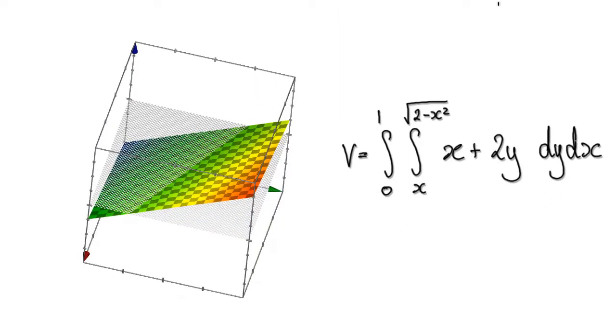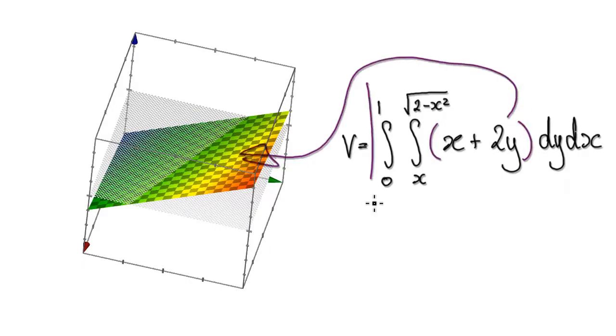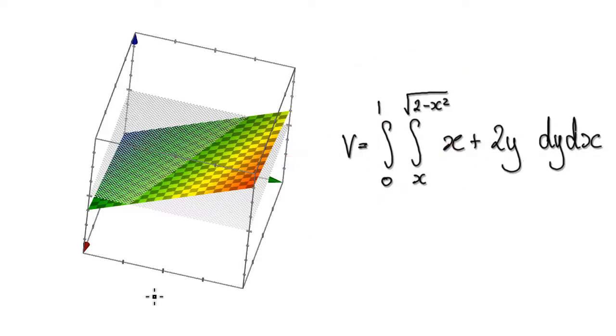Okay, let's give you guys some practice. So work out the volume underneath this surface in this specified region. Convert this into polar form and then integrate it. Do whatever you want, work out the volume, press pause and have a go.